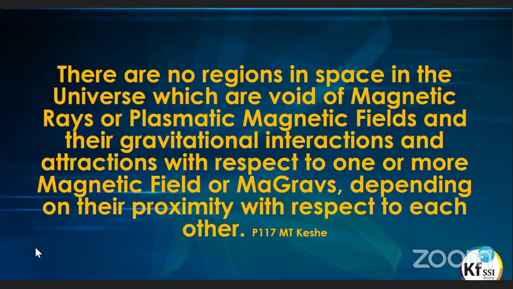Right, so I'm going to just read a quote. There are no regions in space, in the universe, which are void of magnetic rays or plasmatic magnetic fields, and their gravitational interactions and attractions with respect to one or more magnetic fields or magravs, depending on their proximity with respect to each other. It's a bit of a complicated quote, but it is essentially saying that nothing is void of these fields, and even though we don't see them, they are in constant motion around us.